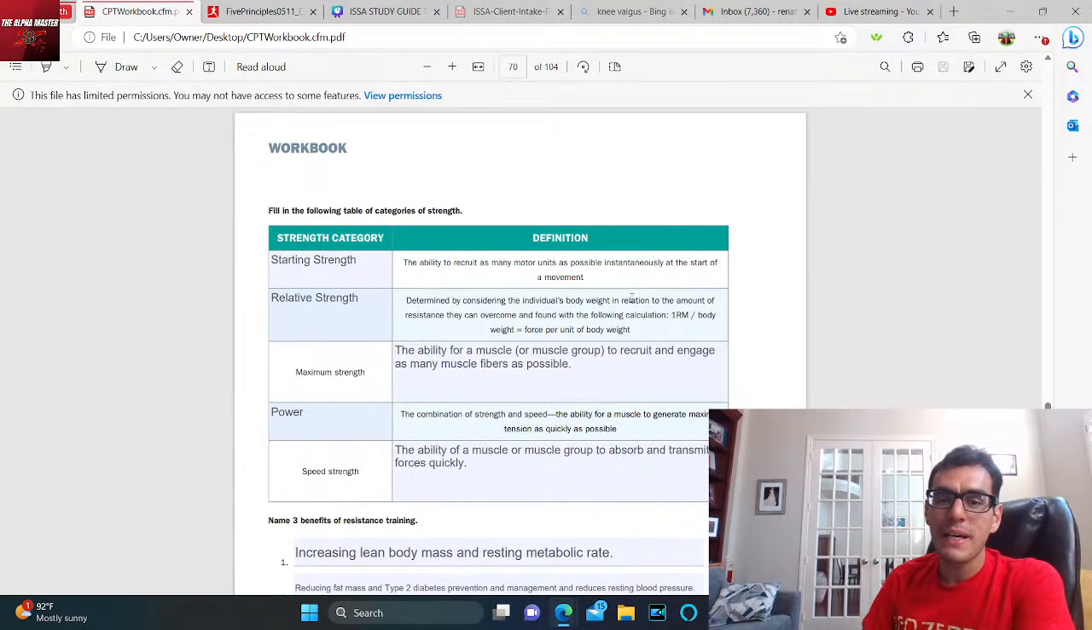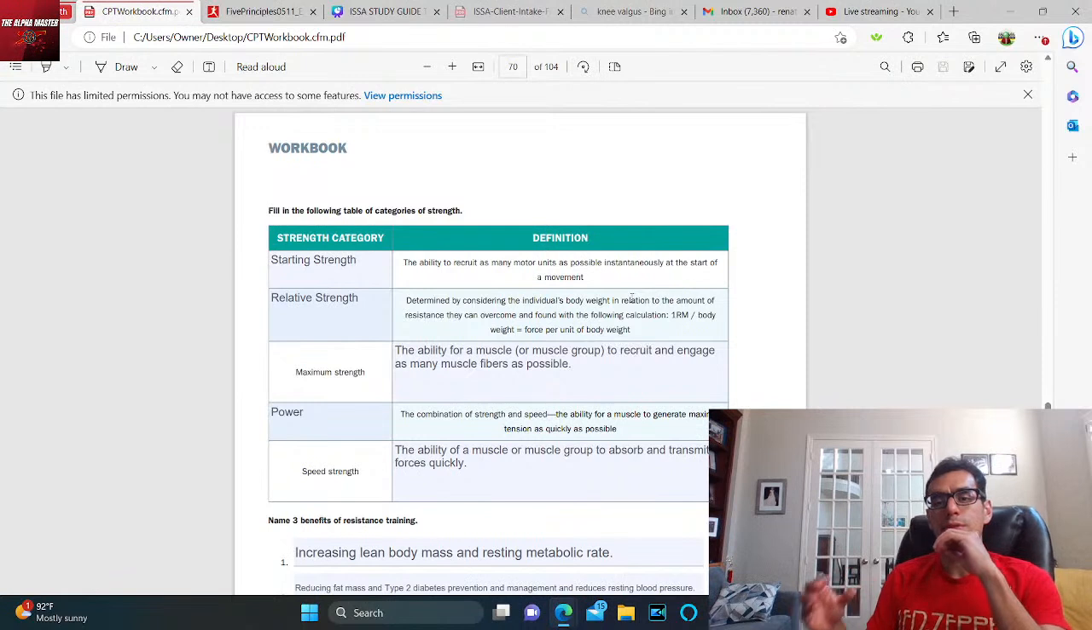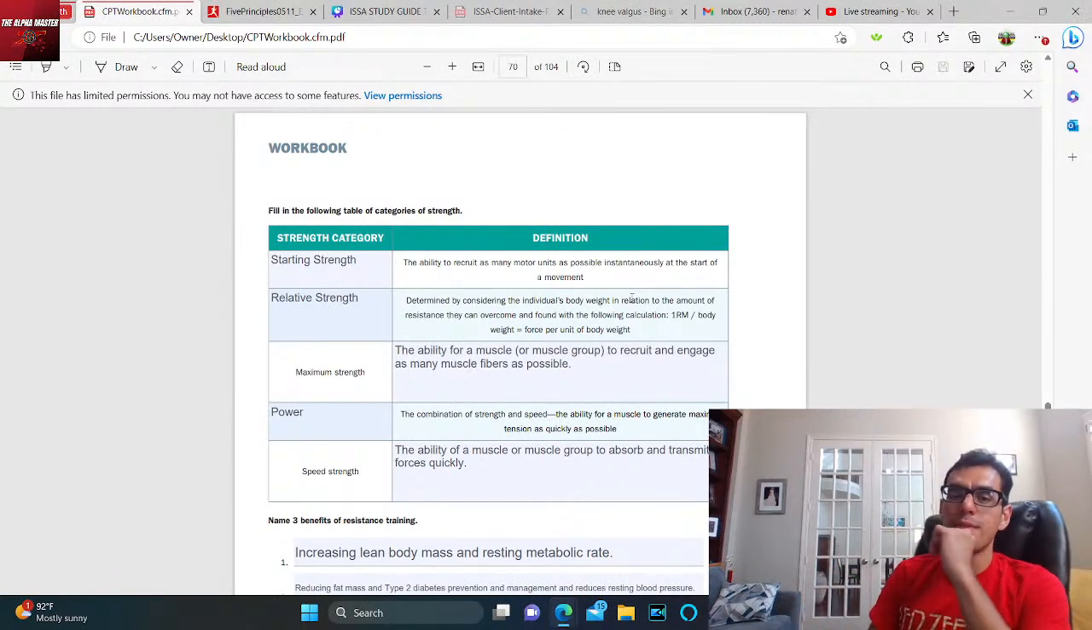Relative strength is determined by considering the individual's body weight in relation to the amount of resistance that they can overcome, and is found with the following calculation: one rep max divided by body weight is equal to the force per unit of body weight. That's relative strength. So starting strength is the ability to recruit as many motor units as possible instantaneously at the start of a movement.